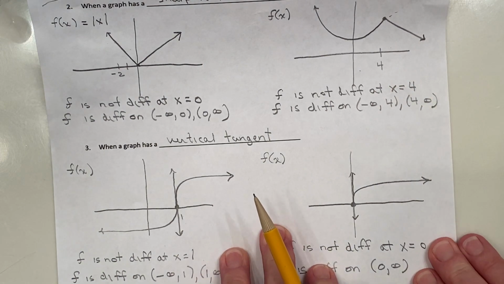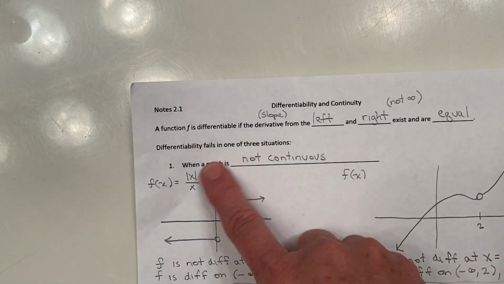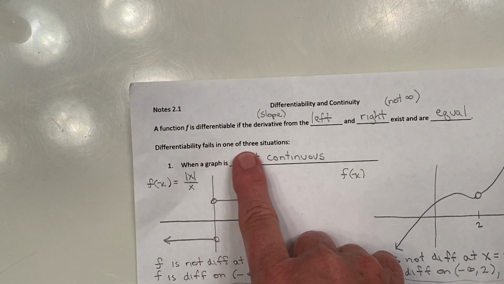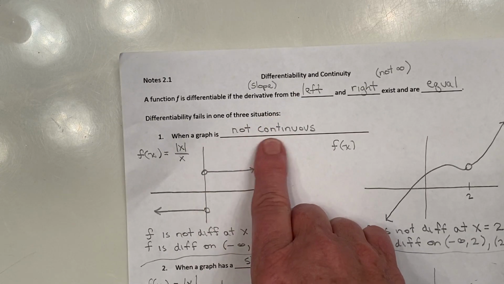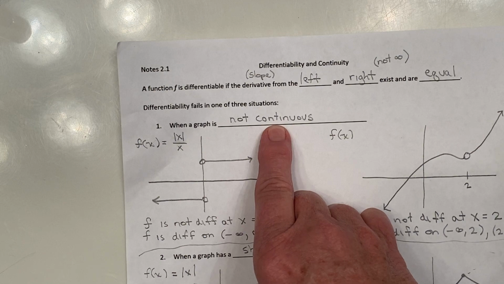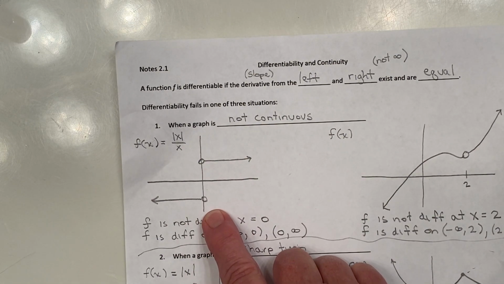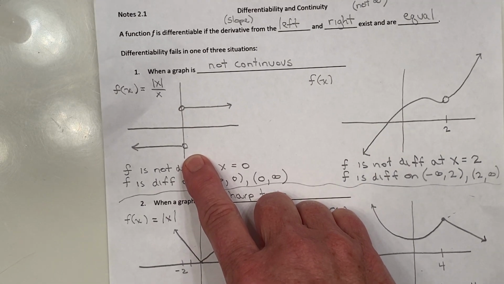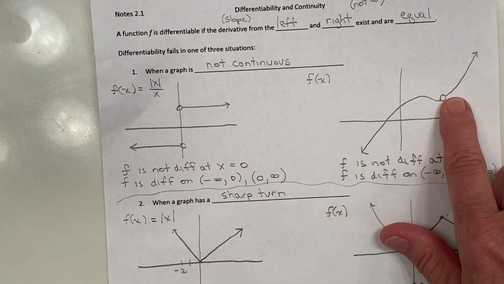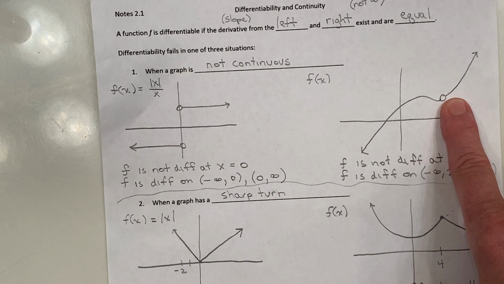Okay, so to kind of wrap up here, differentiability fails in one of three situations. When a graph is not continuous. If a graph is not continuous, how can I even have a slope at that point of discontinuity? I can't have a tangent line that I could draw to a point that's not there.